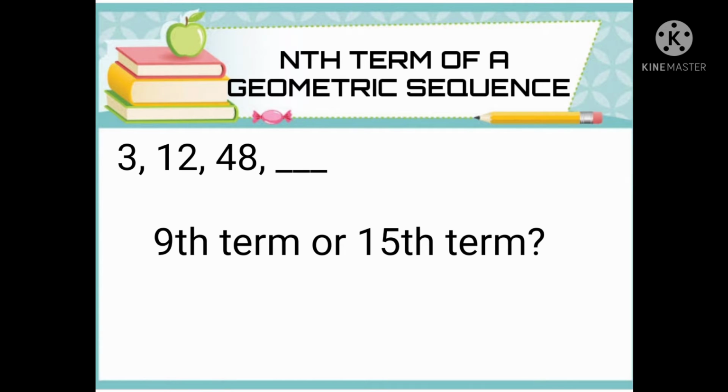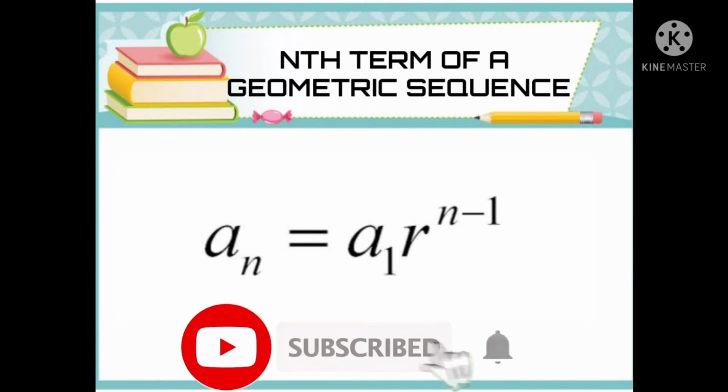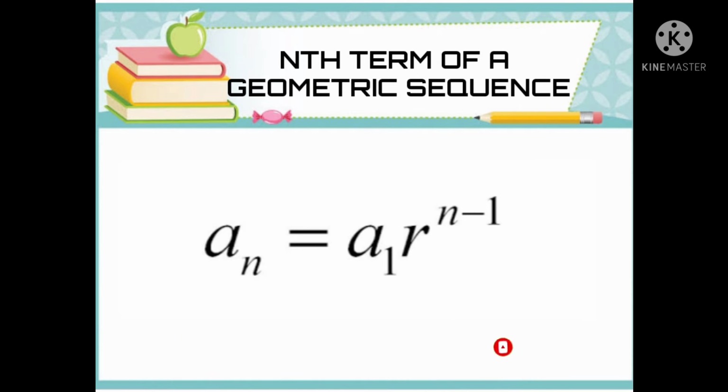That's the time we will use the formula a sub n equals a sub 1 times r raised to n minus 1. How to use this formula? First, we will subtract n and 1 to become the power of r. The power or exponent will tell us how many times we will multiply the base or the r itself. Then the product will be multiplied by the first term or a sub 1, and the answer is the nth term of the given sequence.